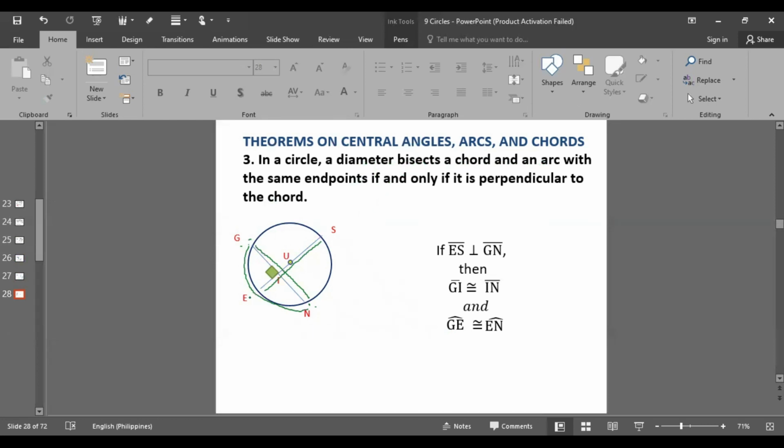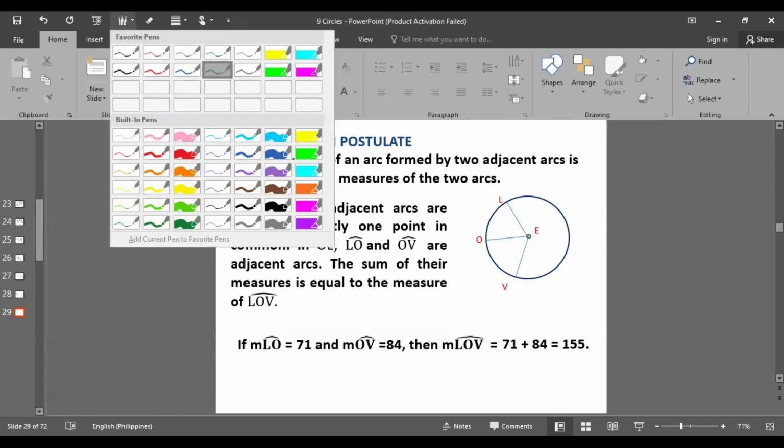Okay? So, just like this, this is the diameter, it bisects the chord GH and the arc GN. The diameter divides the chord into two equal parts, and at the same time, the arc into two equal parts, if and only if the diameter is perpendicular to the chord. When we say perpendicular, two lines that intersect forming a right angle.